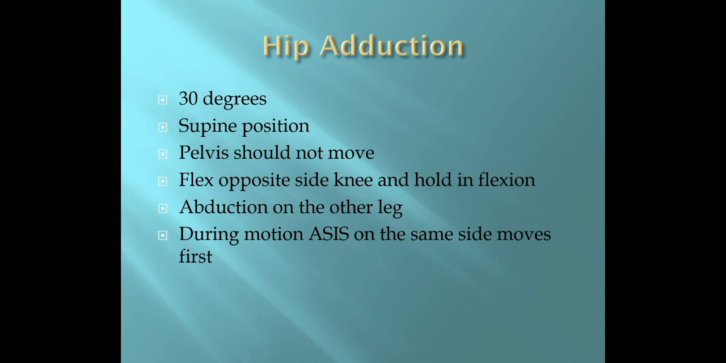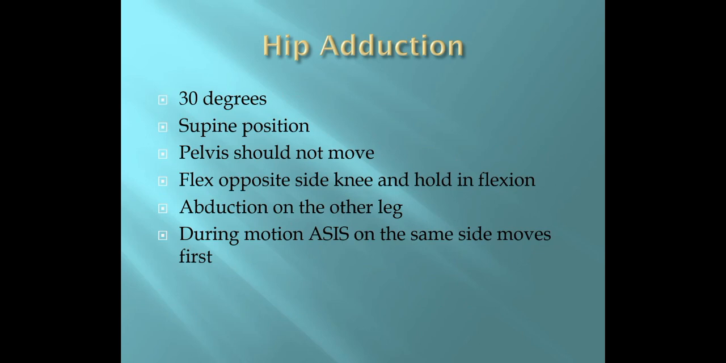Next is the hip adduction movement. It is around 30 degrees. We have to check the hip adduction movement in the supine position. Again, while checking this movement, the pelvis should not move. Flex the opposite side knee and hold it in flexion, so the opposite side limb can be held in flexion while the patient performs the adduction movement. Another way to check hip adduction is that the opposite side leg can also do an abduction movement and be left in abduction, and then check the hip adduction on the other side.